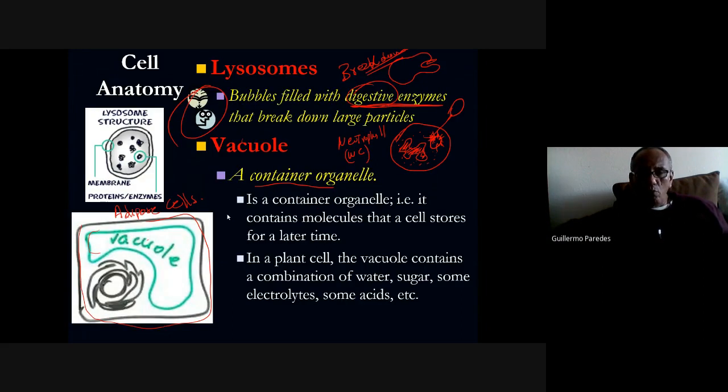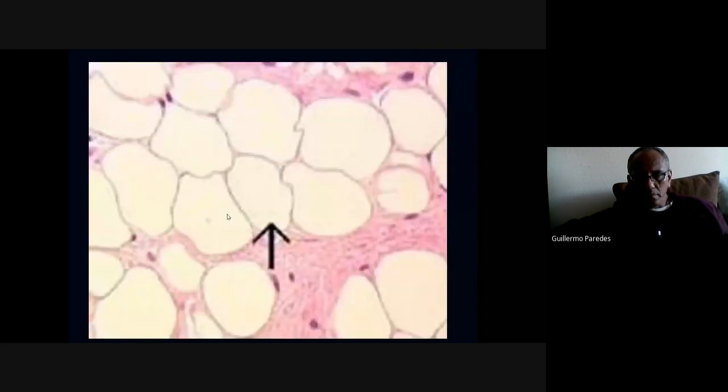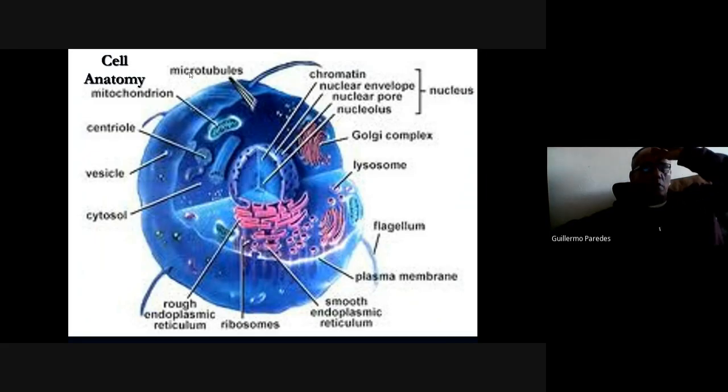So conclusion, the vacuole is a container organelle. Okay, so that is the cell, this is one cell. These very dark areas here are the nucleus. This is one cell, this is the nucleus here, and the rest is the vacuole that is containing fat. So everything depends on what cell we are talking about. The importance of this class, and what I'm going to ask you, is what are the types of organelles we have. You need to mention all of them and you need to know very punctually what is the function of each organelle.